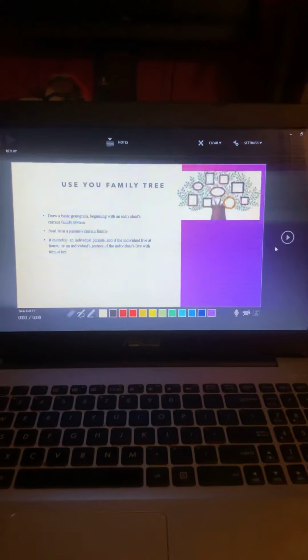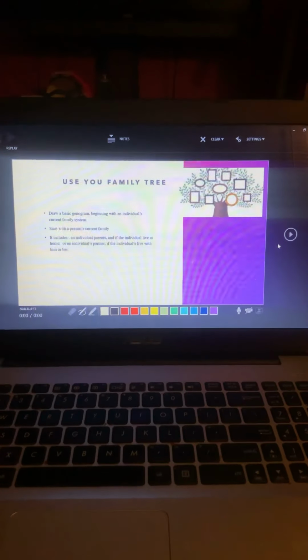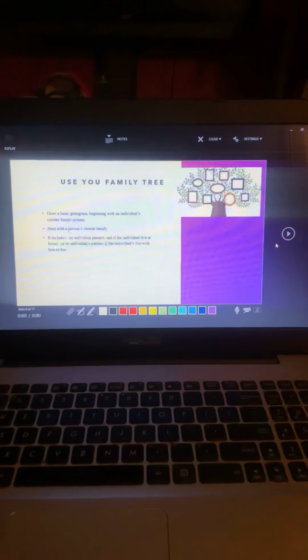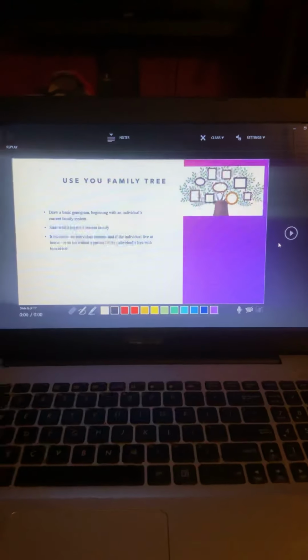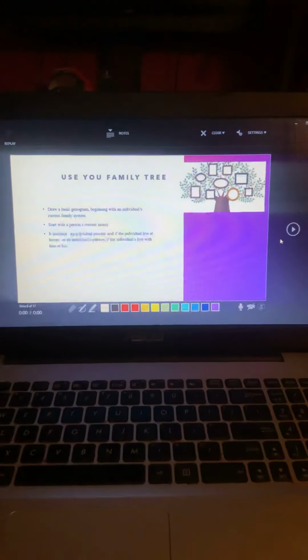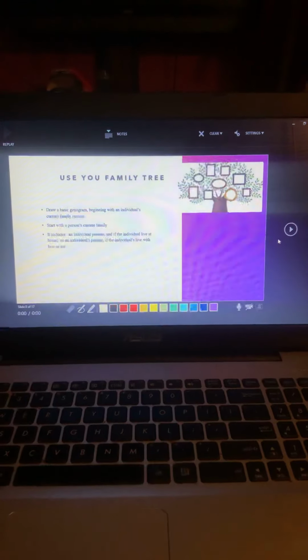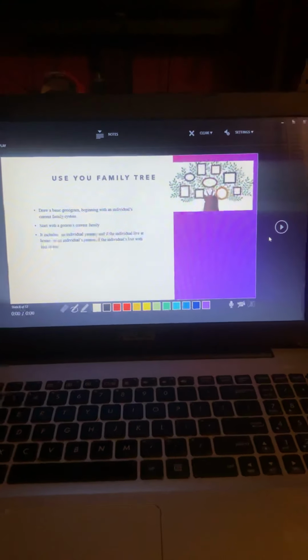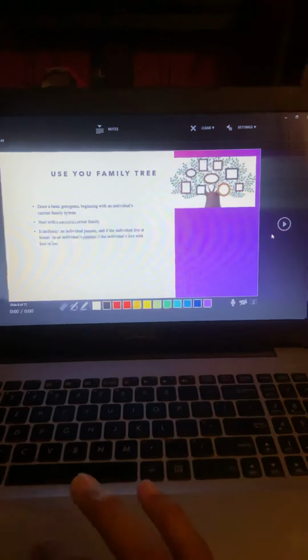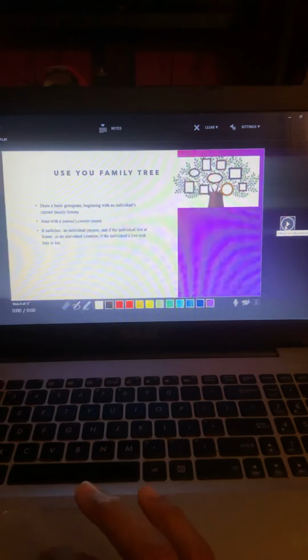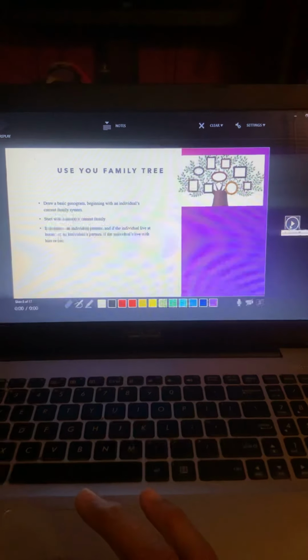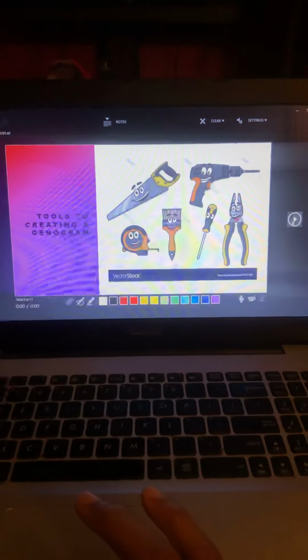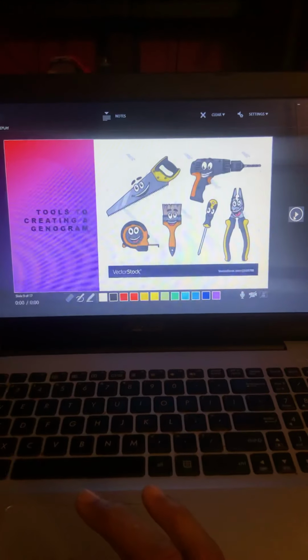So just trickling down, I can go down to my family members to get more detail. That's what a genogram is going to provide, more information in detail, like the details that I just gave you about my generation of grandparents. So, tools to creating a genogram.